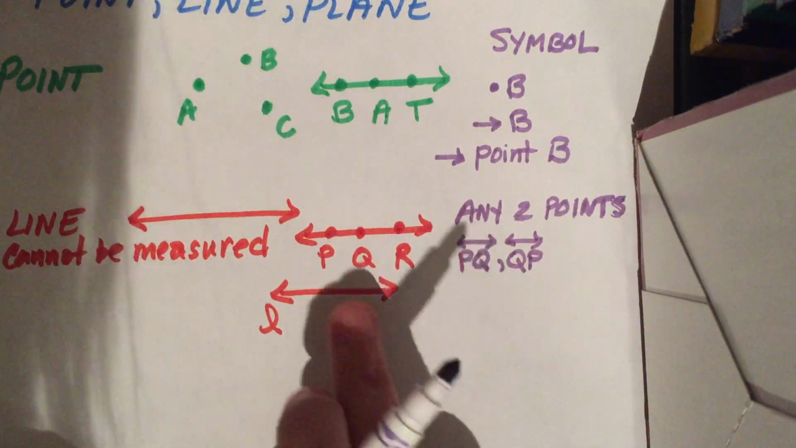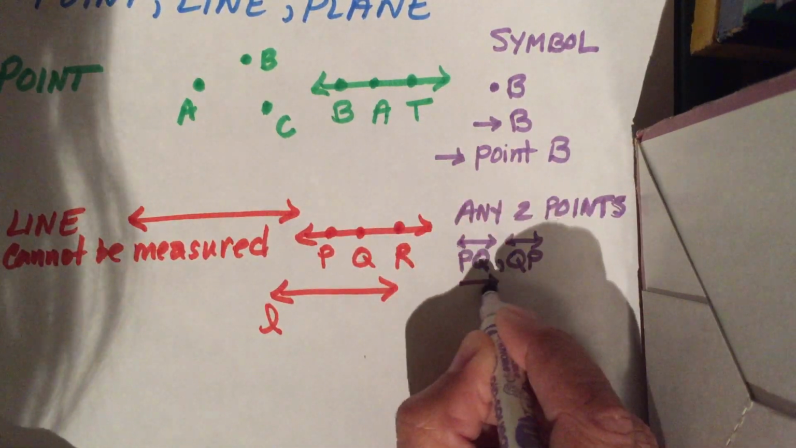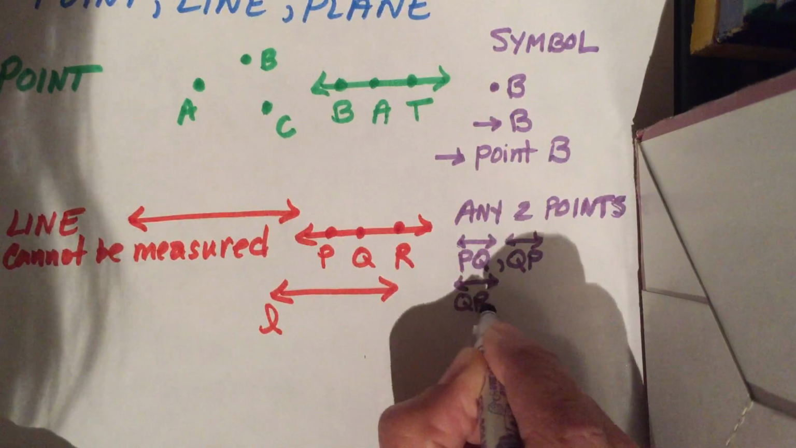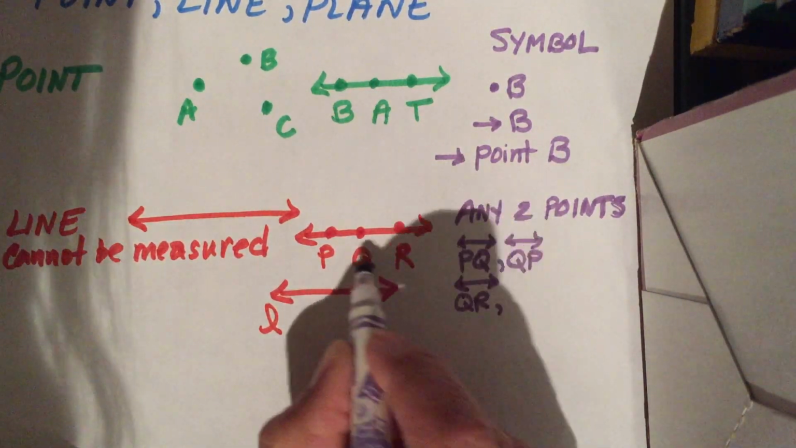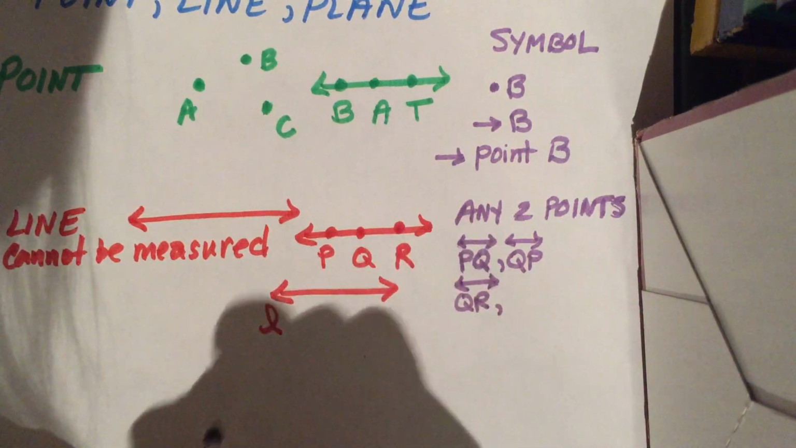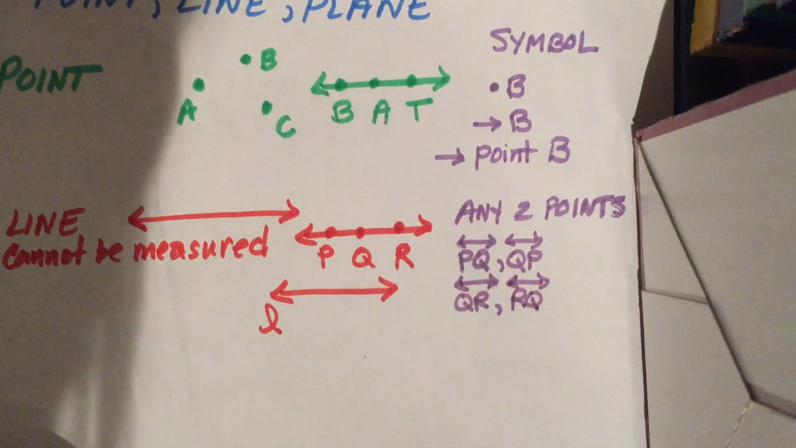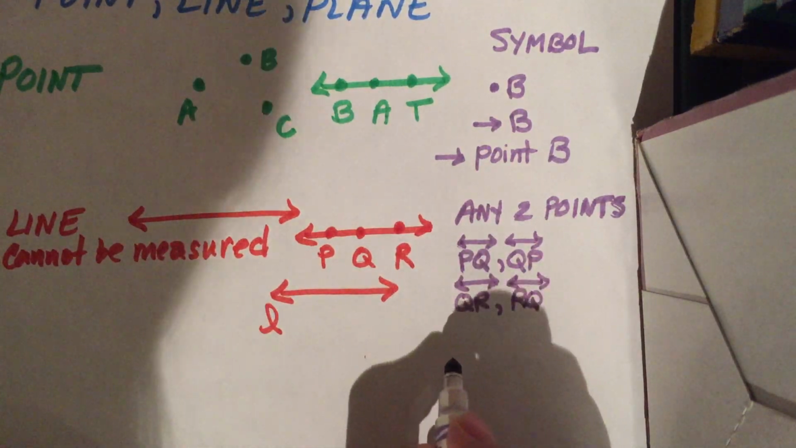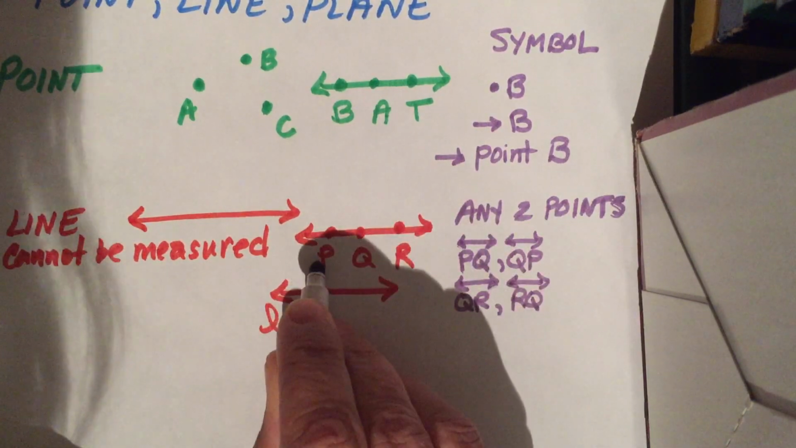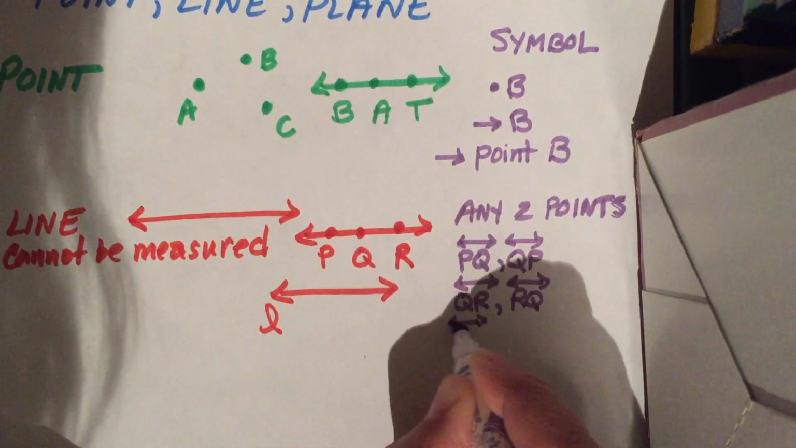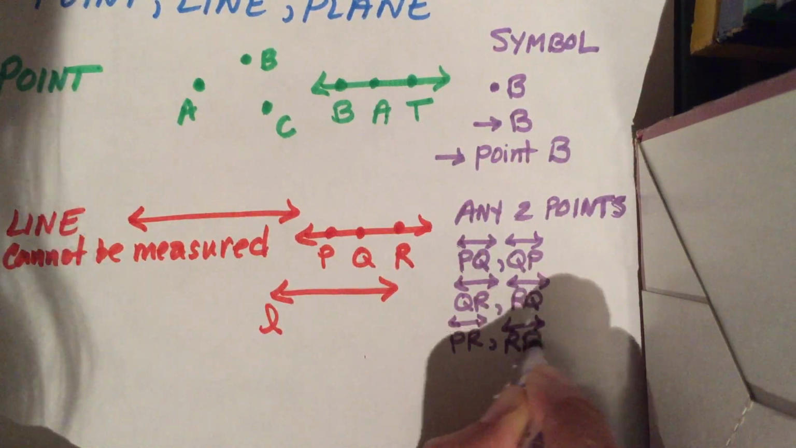So let's pick two other points. Let's say I chose Q and R. I could have called this line QR if I wanted to. And that's the same exact line as PQ because it's the same line that goes through all 3 points. Or I could just say line RQ. Again, the order does not matter because it's going through both points. So let's look at the last one. And now I would choose P and R. So this could also be line PR or line RP.